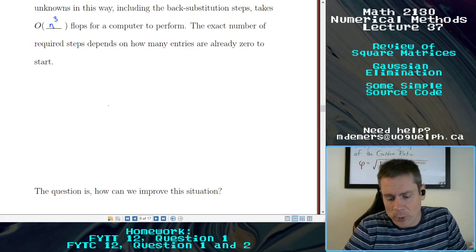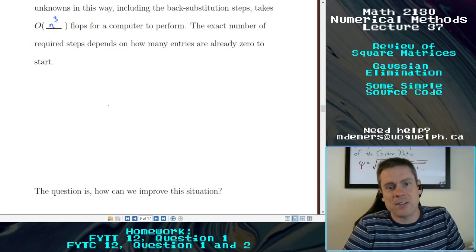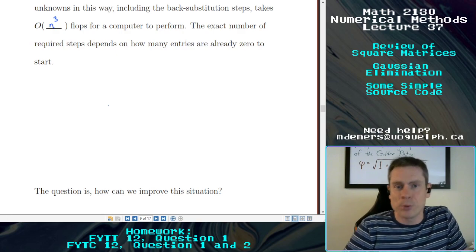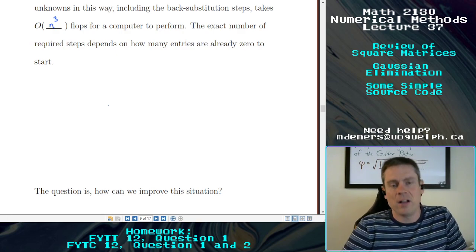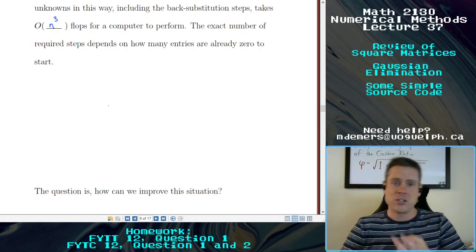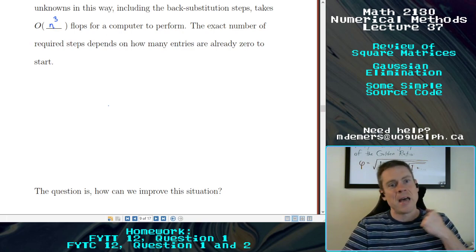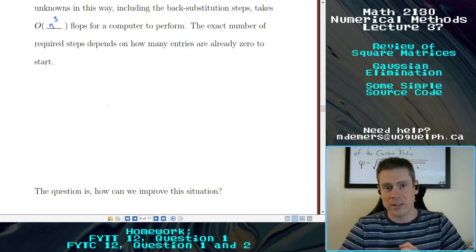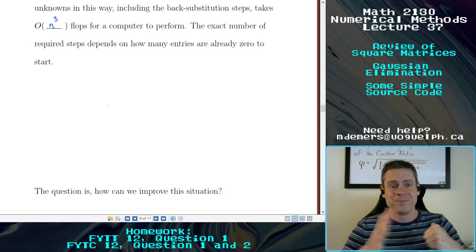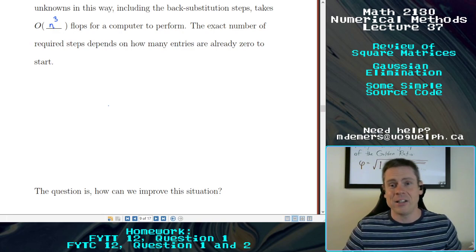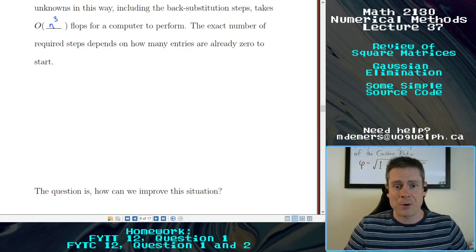And one thing that we're going to end the course with is a conversation about how we might be able to improve that situation. There are all sorts of algorithms to be able to solve systems of equations more efficiently. And we're going to touch on just one of them as an introduction to that before we call it a semester. And yeah, I look forward to that. That will be our last video, our next one.